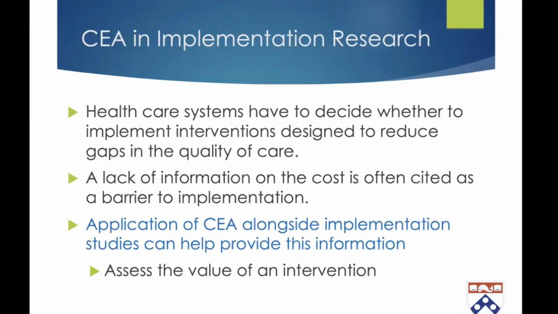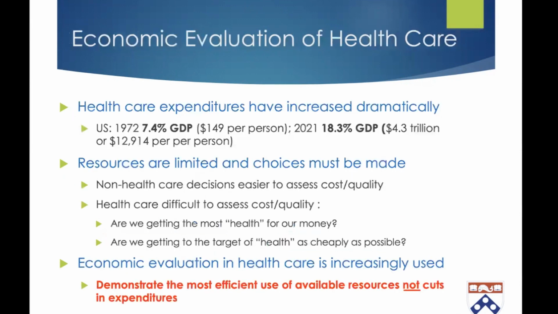So healthcare systems have to decide whether implementation interventions, which are designed to reduce gaps in the quality of care, are they going to adopt them? Are they going to implement them? A lack of information on the cost is often cited as a barrier for this. So application of a cost-effectiveness analysis alongside studies can really help provide this information in real time. So assess not only the effectiveness of your intervention, but assess the value of it as well. And that's just added information to help adoption and dissemination.